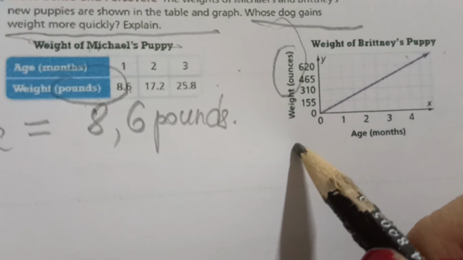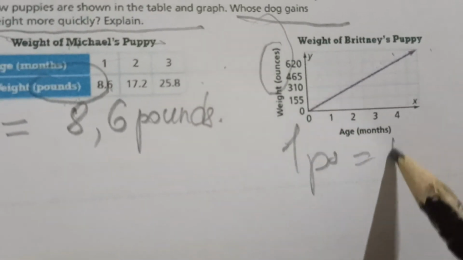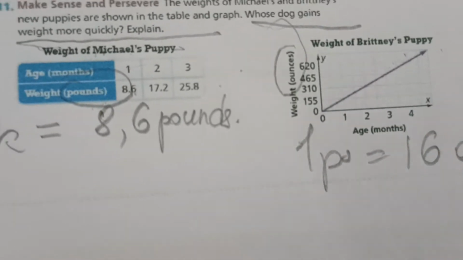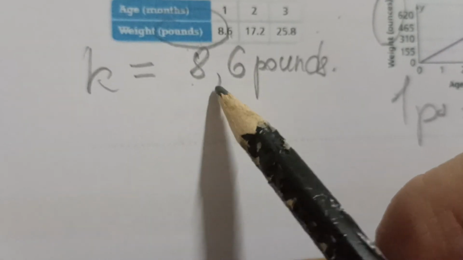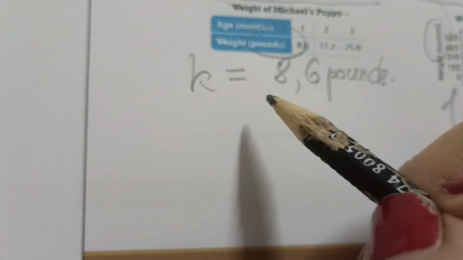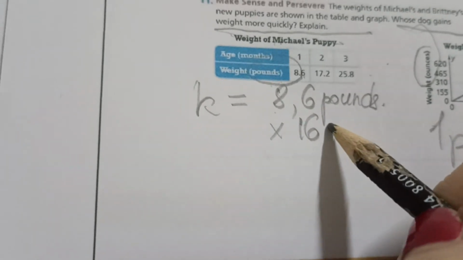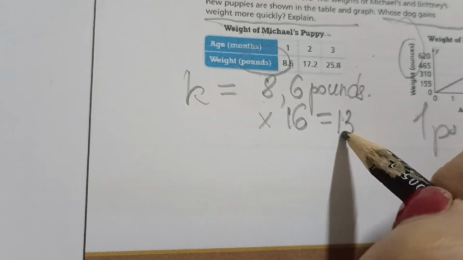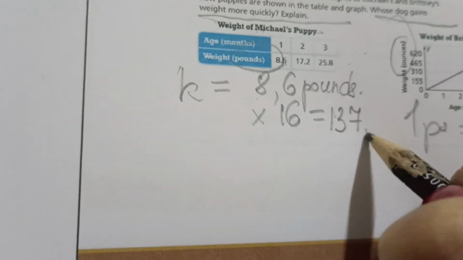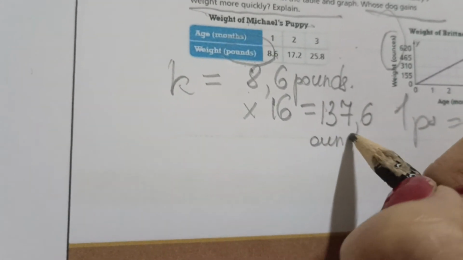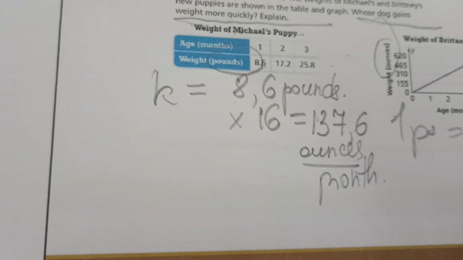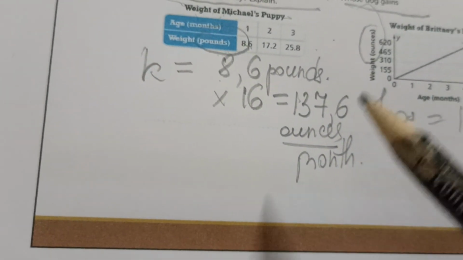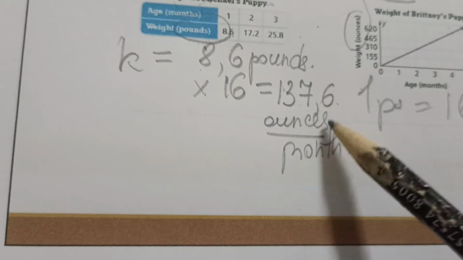Okay, so we need to convert 1 pound is going to be 16 ounces. So this number 8.6 pounds we need to multiply by 16 to know how much it is in ounces, and this is going to be 137.6 ounces per month. Okay, this is the information about Michael's puppy, that he is gaining weight like this.